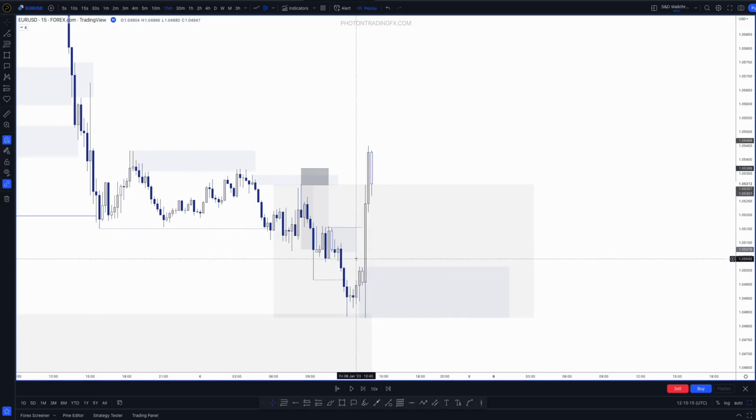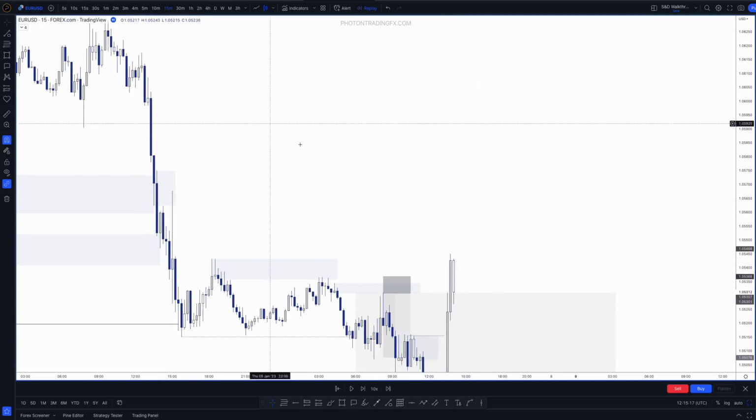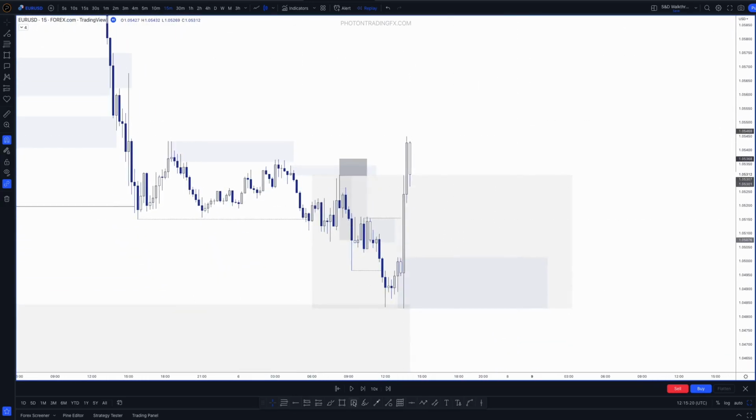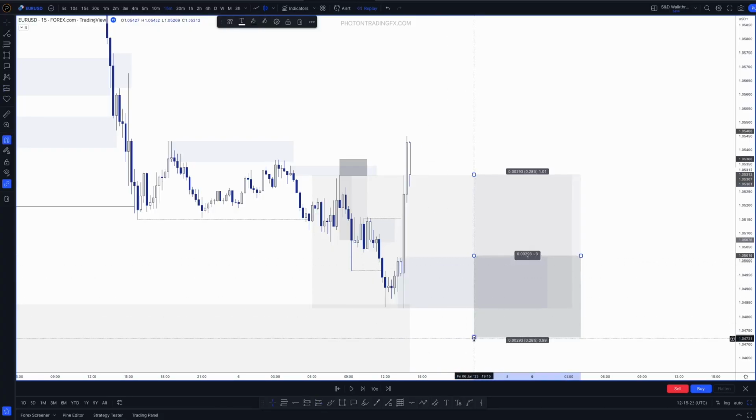Clear shift in structure. M15 internal is now bullish. Lows of risk reward to target. So this can be your M15 entry now, right? That's what you could classify as your risk entry. Again, you could enter on or within the zone.